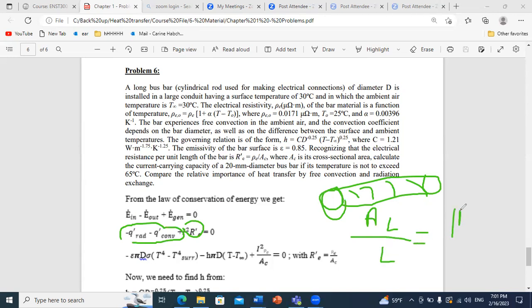That's why in the expression of the net radiation per unit length, we do minus, because it's lost to the surrounding: epsilon times pi d, which is the area per unit length, times sigma times T to the power 4. T here is 65. But please, we don't put 65 to the power 4. Pay attention. This is a very common error.